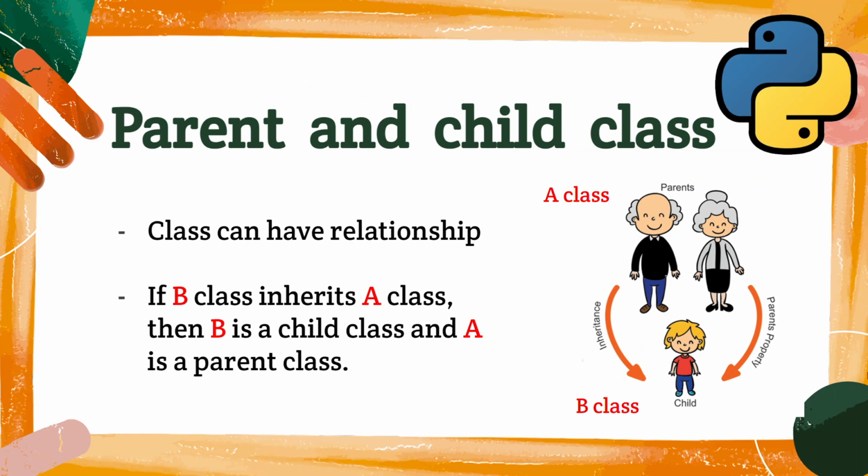Let's talk about the inheritance relationship in Python class. In this picture, child is the B class at the bottom, and the parents are the A class at the top. If B class inherits A class, then B is a child class and A is a parent class. We can see this child shares the same smile and round face as their parents. By using inheritance, child class will share properties with the parent class.